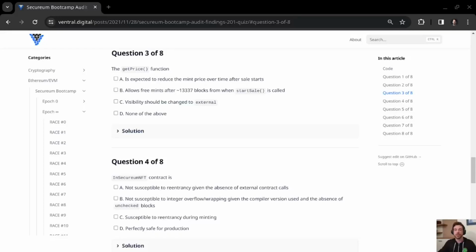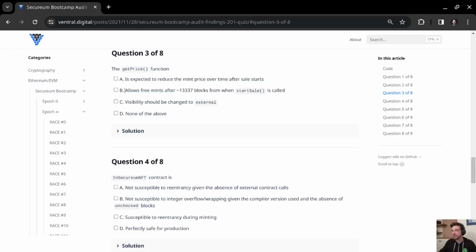Continuing on with question number 3 from RACE-3 of the Secureum Bootcamp, it says that the getPrice function is expected to reduce the mint price over time after sale starts. So you know from the previous question that there is a start sale function, and that once called, people are able to start minting NFTs. And this option is true if indeed the price for which NFTs can be minted for decreases over time.